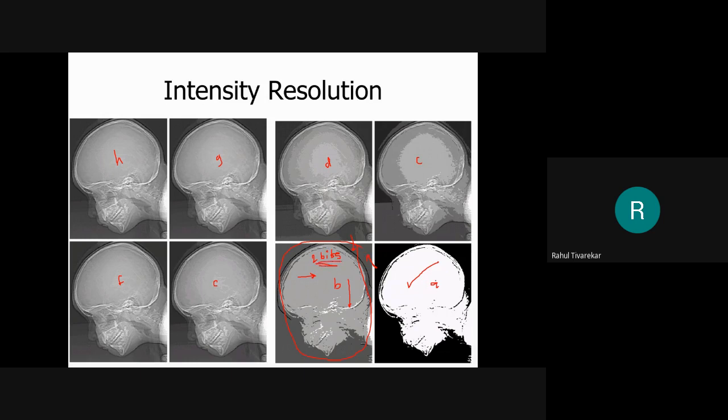So as you can see in the first image, either we have black color or we have white color. So black will be represented by 0 bit, white will be represented by 1 bit. So this image can be represented with only 1 bit.